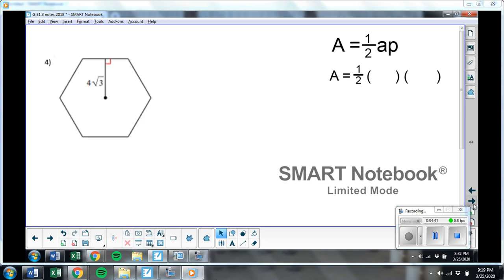Question 4. We have the formula written, and lucky for us, the apothem is given. The center to the side is the apothem. So we know that without any work, 4 root 3 is my apothem. Now let's find the perimeter. We're going to have to start by finding a little piece, then we'll double it, then we'll find all of them added up. We'll call it B. Remember, that's not the perimeter, but that's part of it.